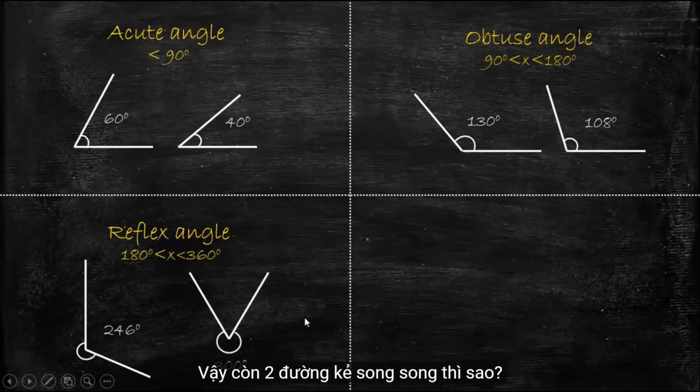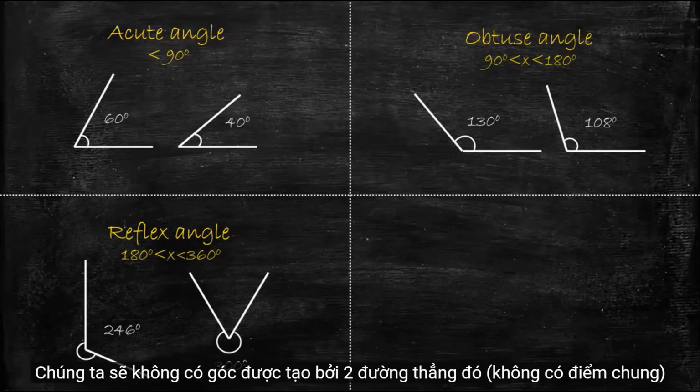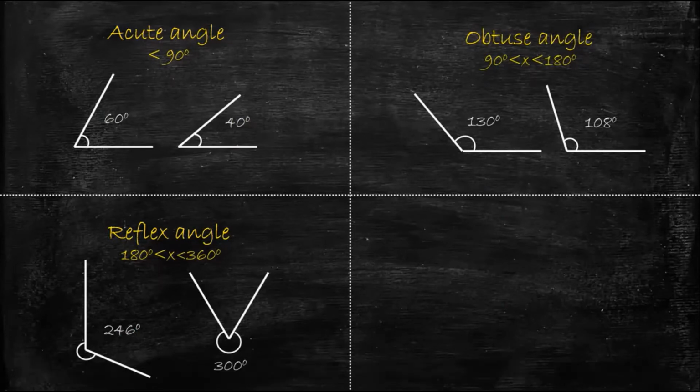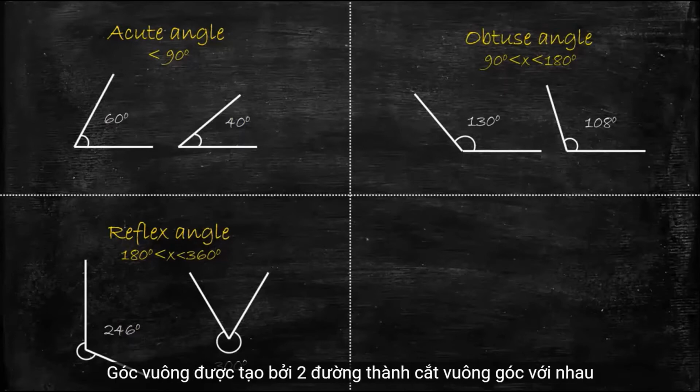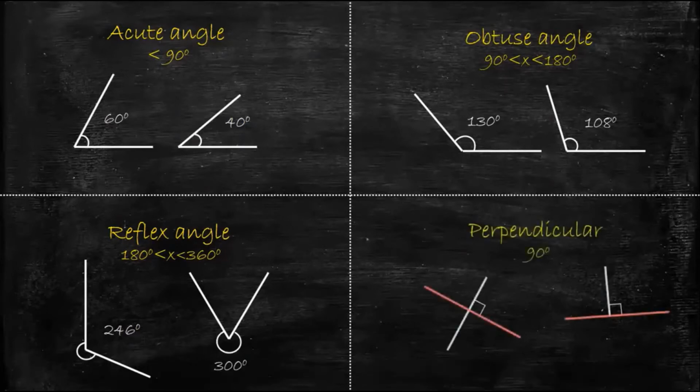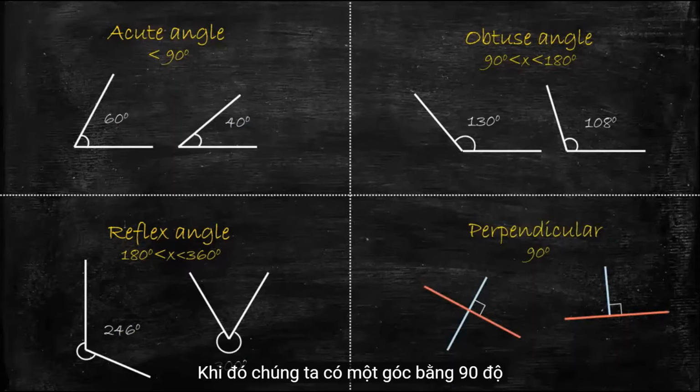And what happens if we have two lines that cross together and make a parallel? We have no angle for that one, but let's think about something special. What do you think about the right angle? The right angle is made when two lines are perpendicular. When two lines are perpendicular, we say that it has 90 degrees.